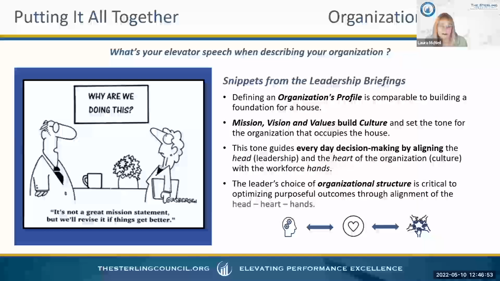All right, creating an organizational profile also helps us to create an elevator speech for our organization. The mission and vision statements are usually really good references that you can use to develop those elevator taglines for your organization.